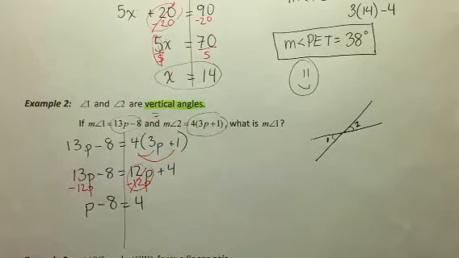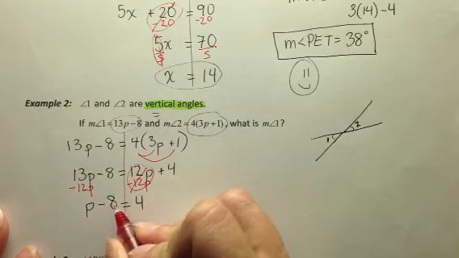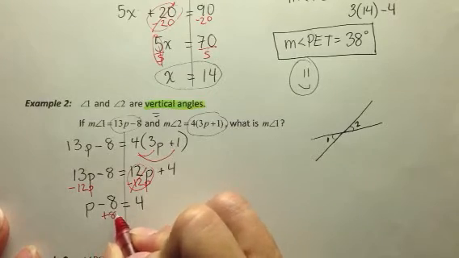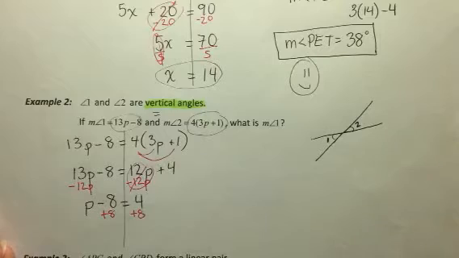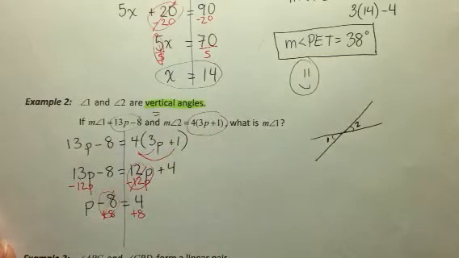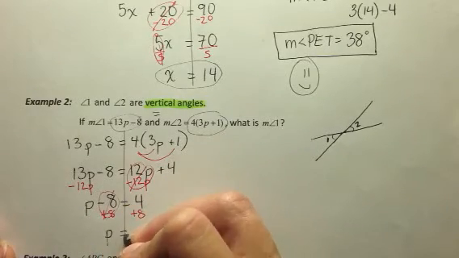Okay, this is going to be nice because I'm going to be done after this step. P is already almost alone. The last step here is to get rid of negative 8. The opposite of subtracting is adding. Add it to both sides, addition property of equality. That makes 0. Okay, so p plus 0 is just p.